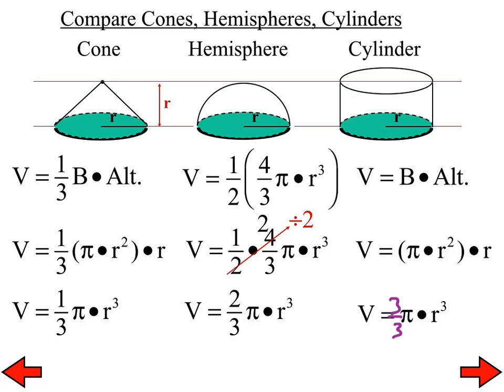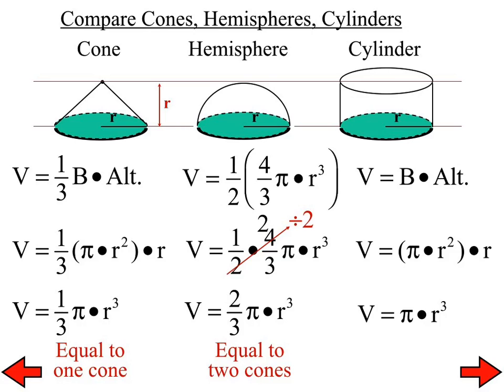So the question is this. The question is, how many cones equal 1 hemisphere? 2 of them. Think about it. 1/3 pi r cubed, 2/3 pi r cubed. 1/3 and 1/3 is 2/3. So 2 of those cones will fit inside the hemisphere. How many cones equal 1 cylinder? By the way, I've already kind of talked about that. How many? 3 of them, or 3/3.